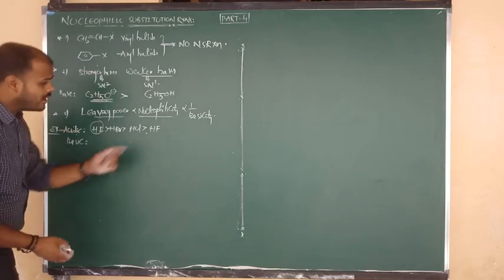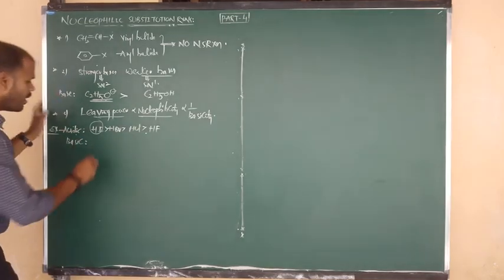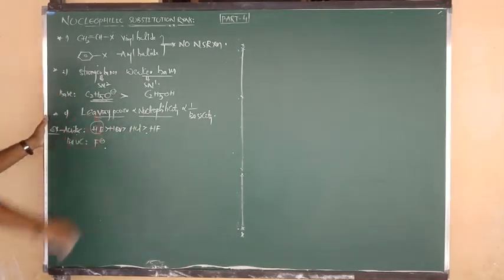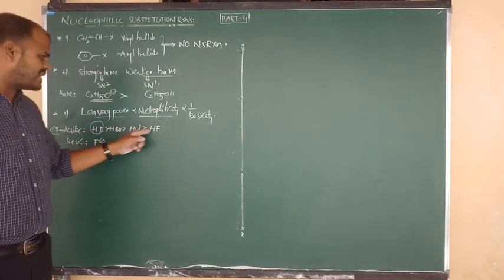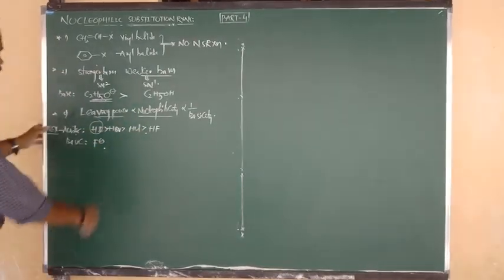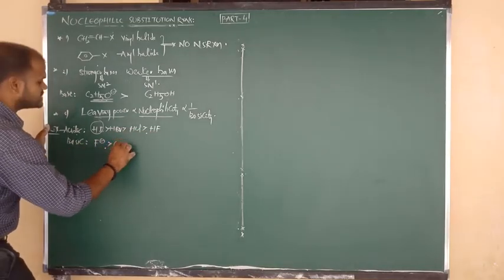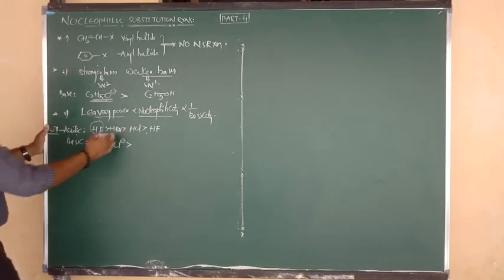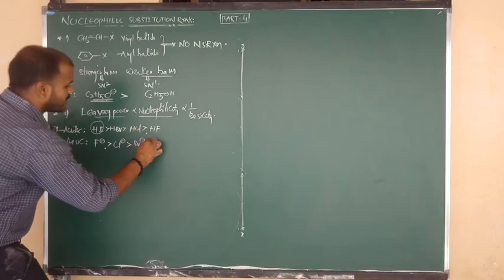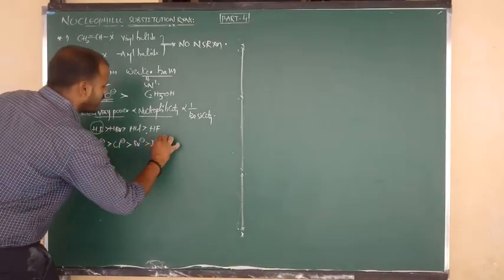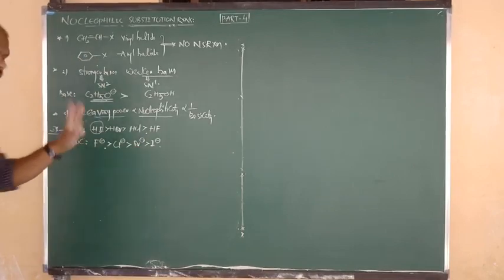Next, now consider basic nature, or we can say basicity. Quite opposite. Which contains more basicity? HF, or we can simply say F minus. F minus is there, meaning H plus is already there. So HF or F minus contains more basic nature. Next one is HCl, or we can say Cl minus. Next one is Br minus. Next one is I minus. This is the order of basic nature.